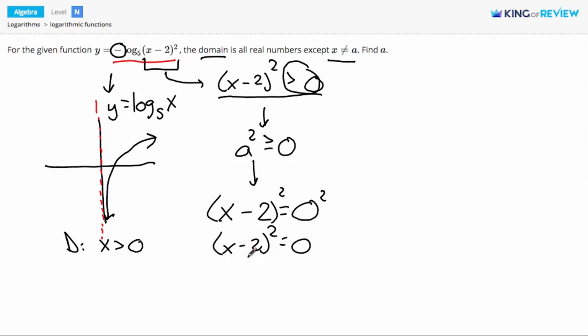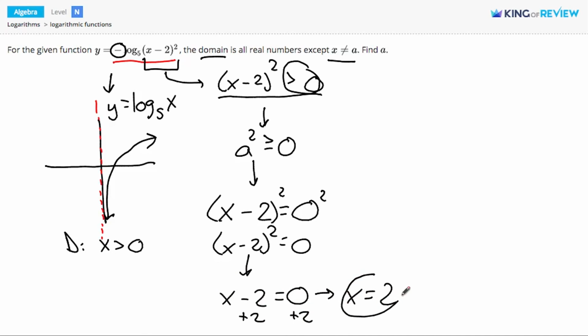But this is an easy thing to solve. If we have x minus 2 equals 0, we can add 2 on both sides and find that x equals 2 is the number that does not work in our log. So x cannot be equal to 2, and that means that our number a is equal to 2.